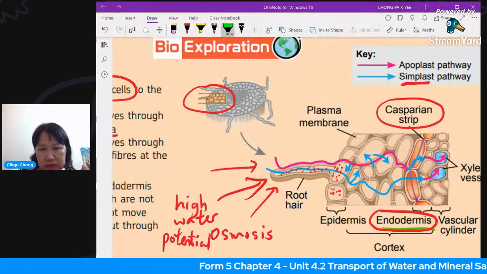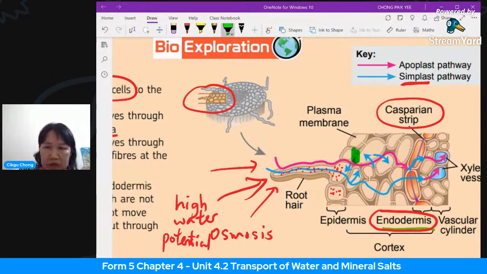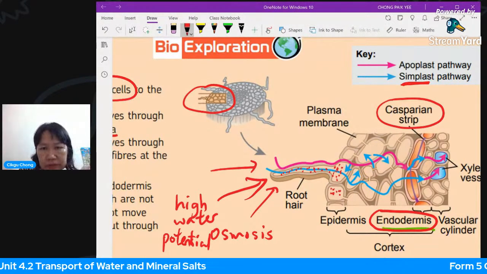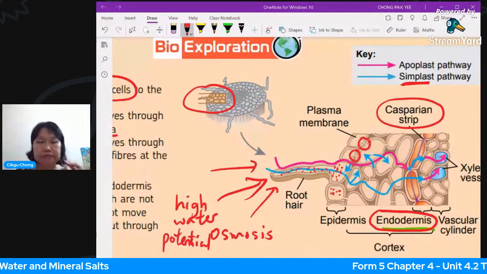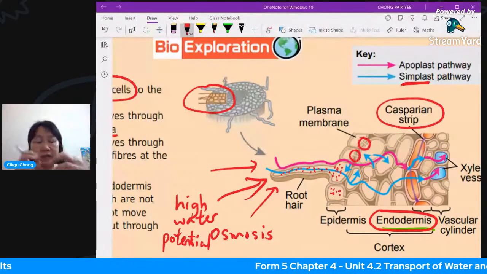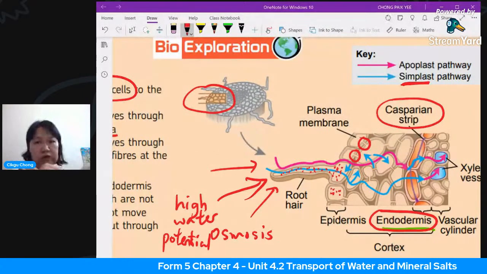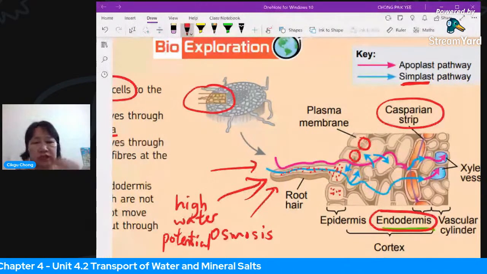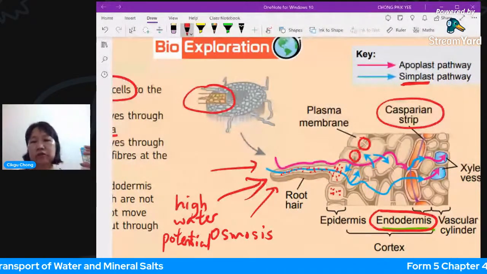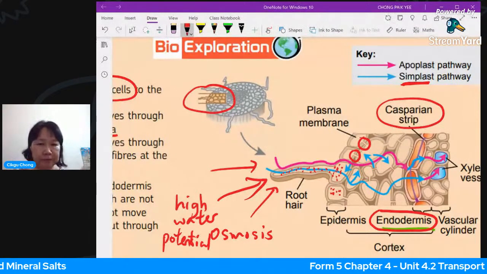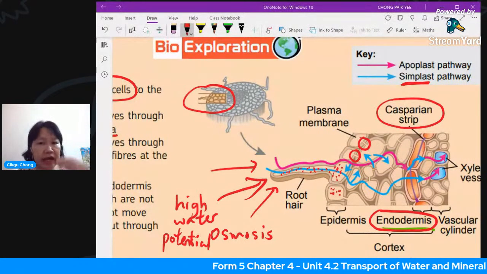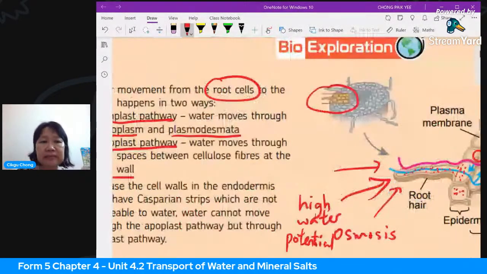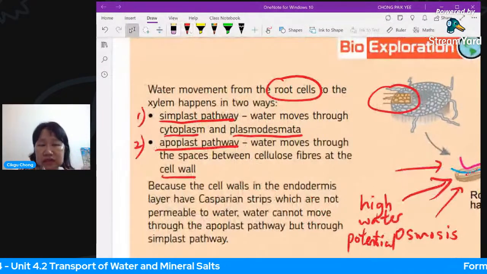So I put a label here in green color. Too dark, so maybe I circle it in red. You see it here? This is plasmodesmata. In between the cell of the root and the cell of the root, you have a little hole which allows transport of substances. So now the water moves through the cytoplasm, and also passes through the plasmodesmata. That is the Symplast. That means it moves through the cytoplasm.